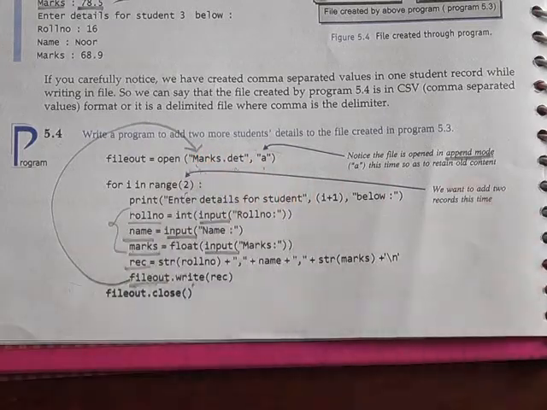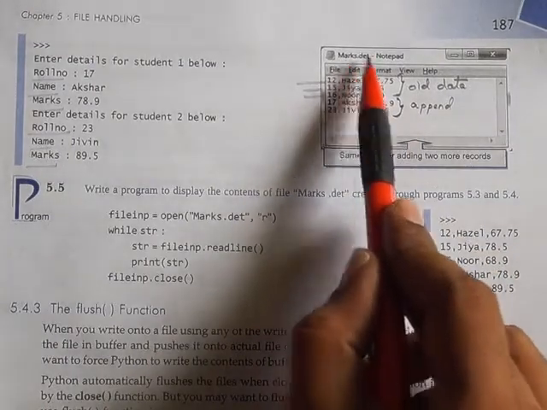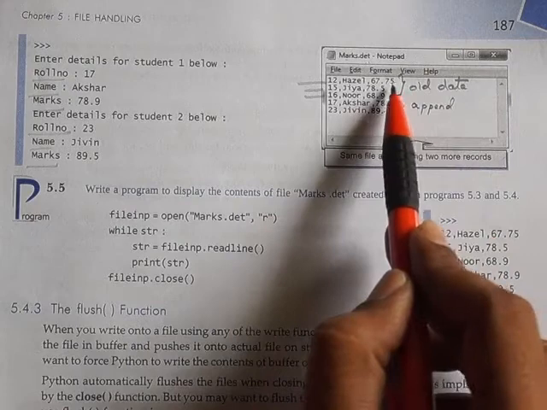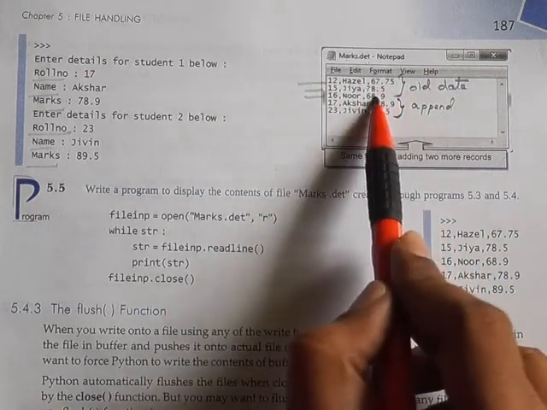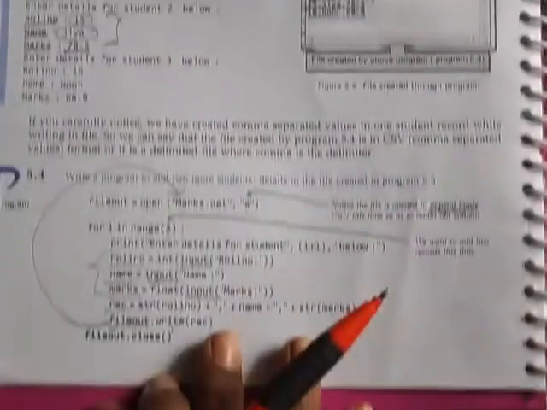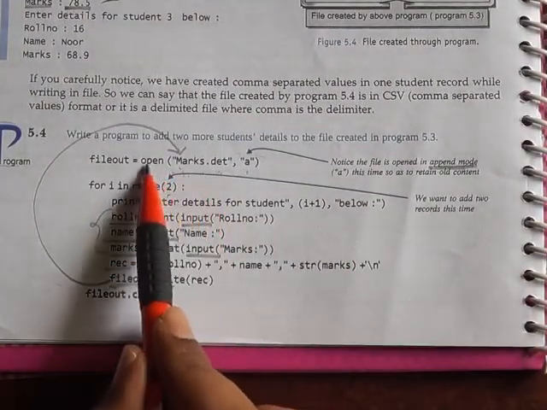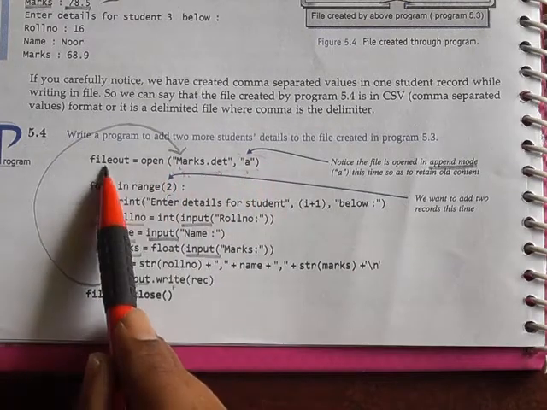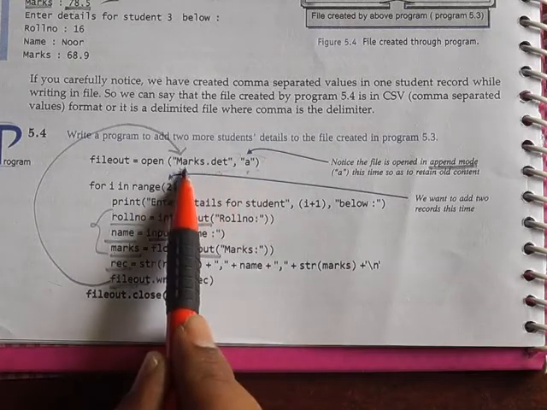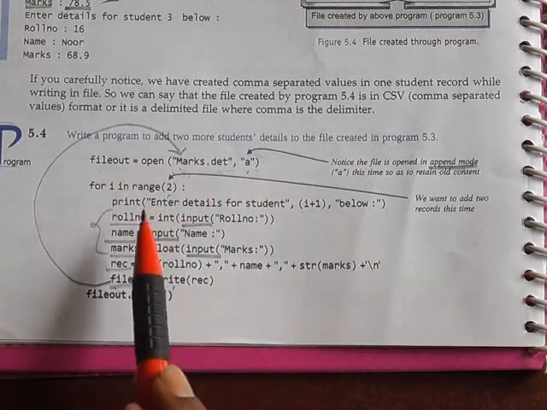Okay, where is it? Can you see here? Okay, marks.det. This file is already there. Okay, this is the old data. First line, second line and third line is old data. Okay, fine. So this line will be saved in the file, such that if you want to append something in marks.det, you have to use file out, right?